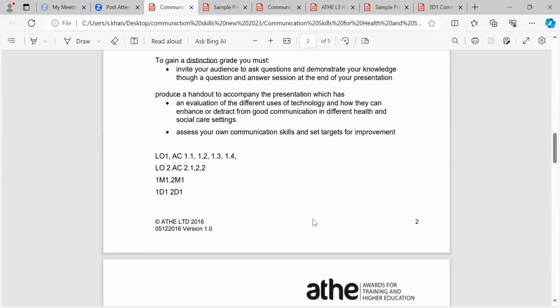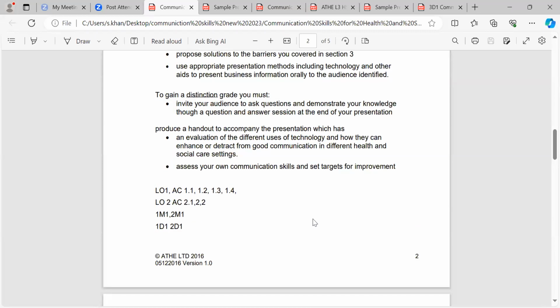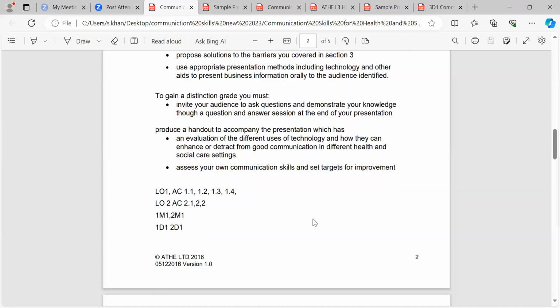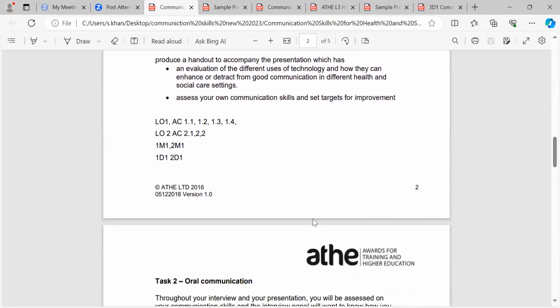If you're doing learning outcome AC 1.1, 1.2, 1.3, 1.4 and then AC 2.1, 2.2, put that as a heading. If you're doing the extension activities, the first one is AM1, put that as a heading, and that would be looking at proposing solutions to barriers. Then 2M1 is to use appropriate methods using technology, 1D1 is to invite the audience to a question and answer session, and 2D1 is to produce the handout. So make sure it's clear that you're doing everything in order.